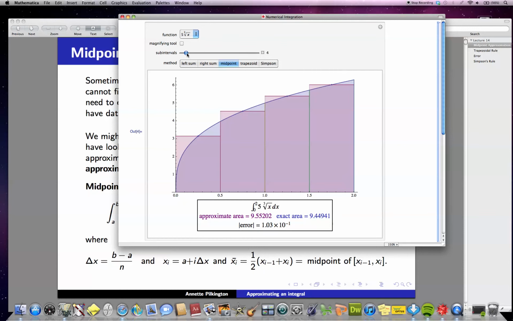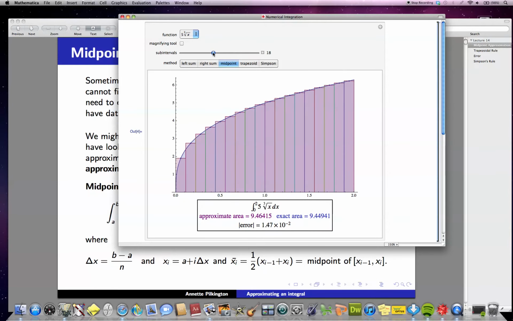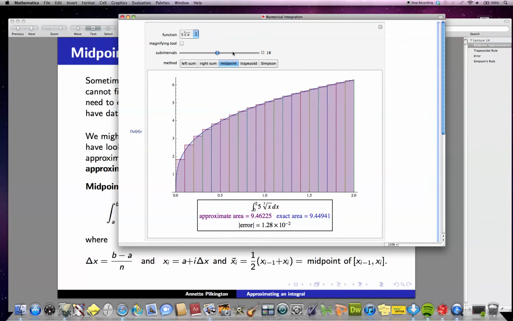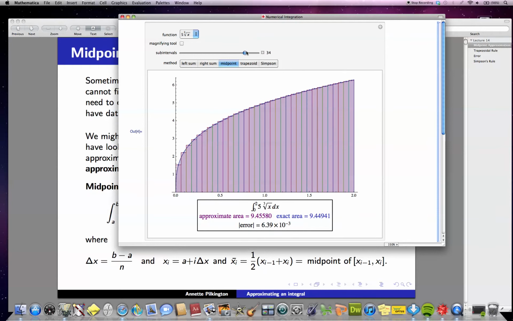If I were to take a larger number of rectangles, then I should get closer to the actual value of the area, and then as the number of rectangles tends to infinity, the sum of the areas of these rectangles tends towards the actual value of this definite integral. In fact, we can use that as a definition of the definite integral. And again, as the number of approximating rectangles gets larger, the error in our approximation gets smaller.